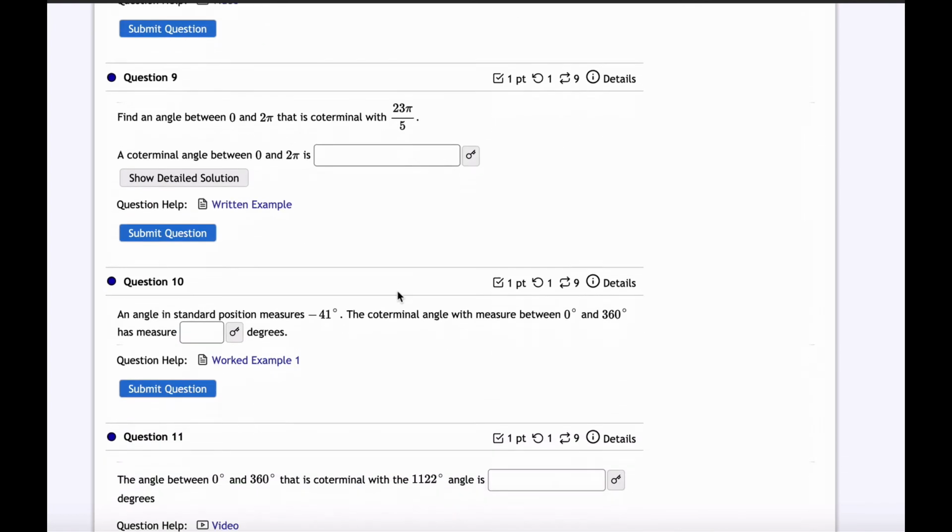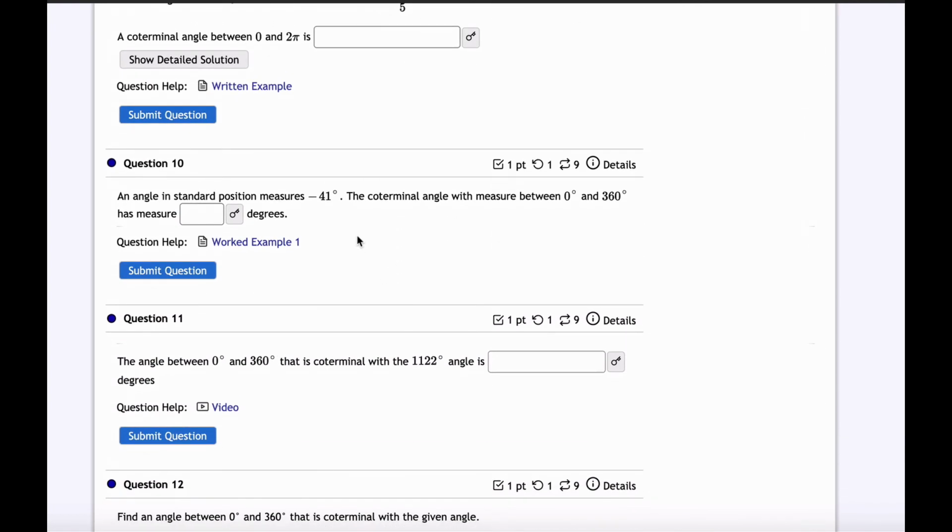For 10 and 11, it's almost the same idea, except instead of starting you out with an angle that's not between 0 and 2 pi, they start you out with an angle that's not between 0 and 360 degrees, because that angle is cited in degrees instead of radians. But same thing, you're looking for a coterminal angle, in this case to something that's negative 41 degrees, that's between 0 and 360, and in this case, one that's 1,122 degrees, that's between 0 and 360.